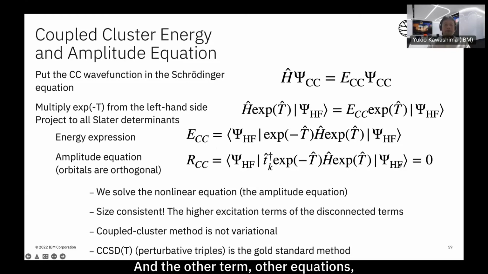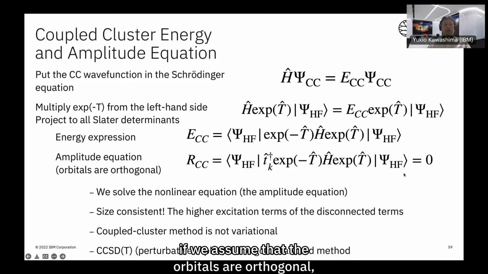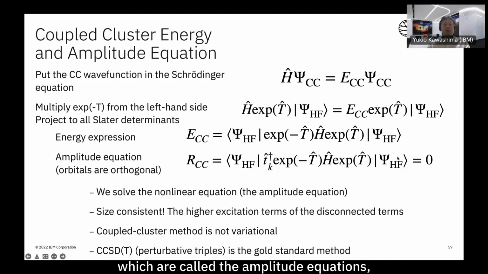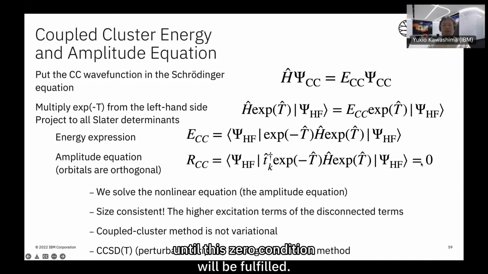And the other equations, if we assume that the orbitals are orthogonal, then these equations, which are called the amplitude equations, will all be zero. So what we're going to do is solve the coupled cluster amplitude equations until this zero condition is fulfilled. We can do that by optimizing the parameters of the cluster operators. And once it's optimized, then we can compute the coupled cluster energy using those optimized coefficients or parameters.